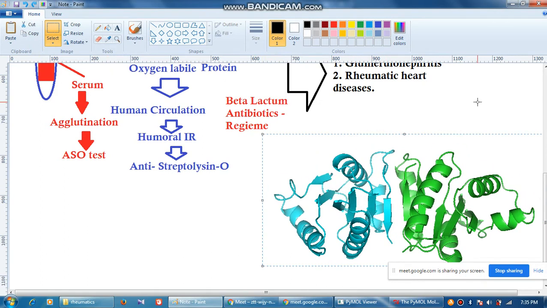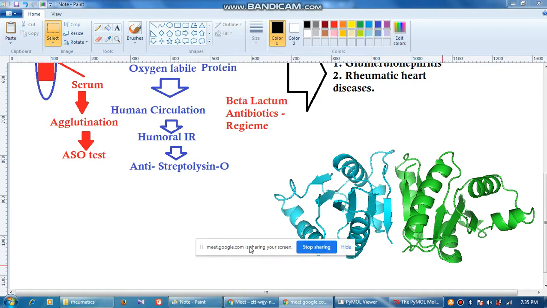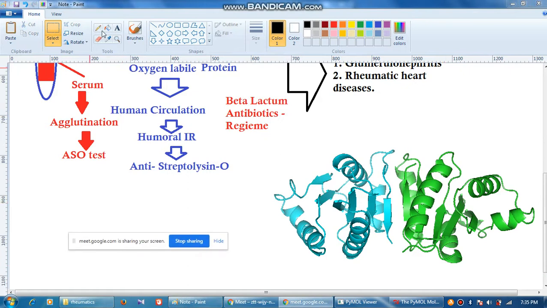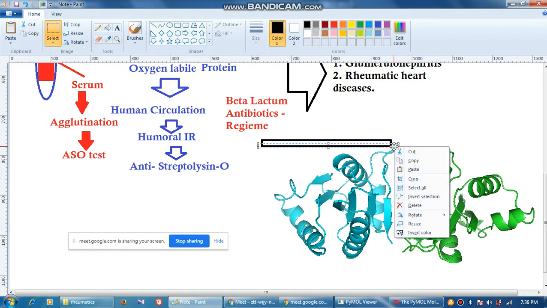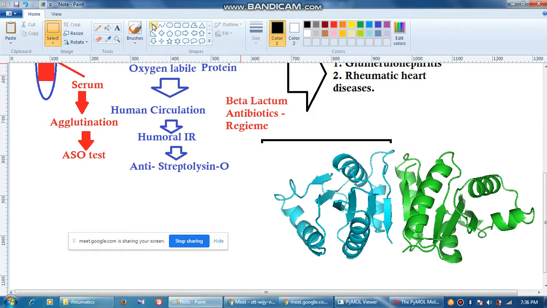Okay, now here you see what has happened. This is a small part, not the whole thing. Let us say it like this, so that it becomes easy to understand for you. Only this much area belongs to the ASO. That is the antigen. So what is this? This is the ASO part.